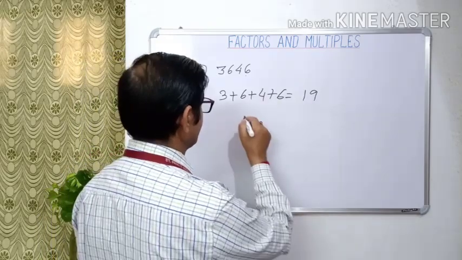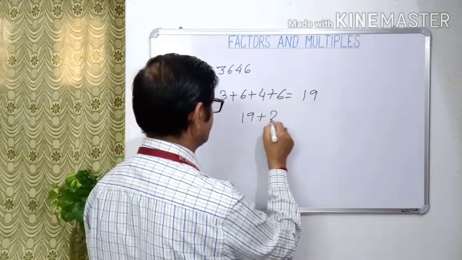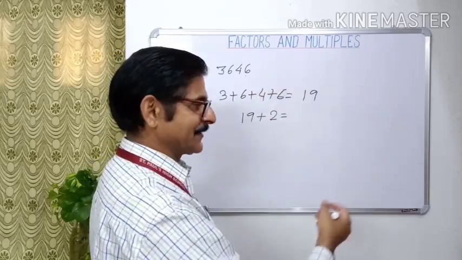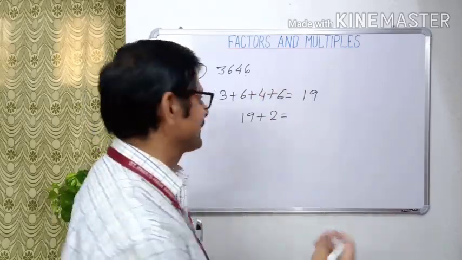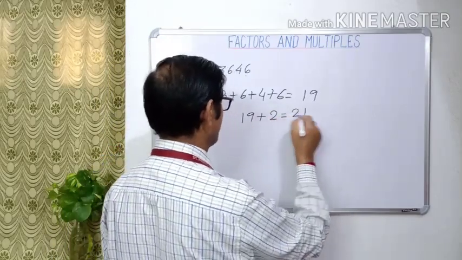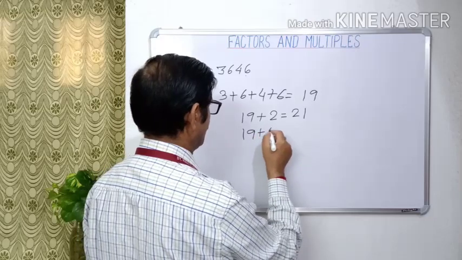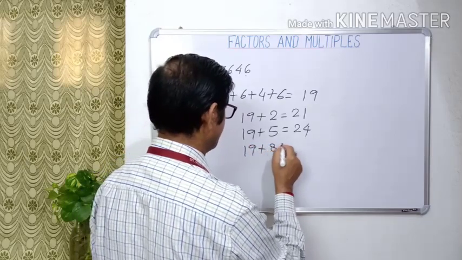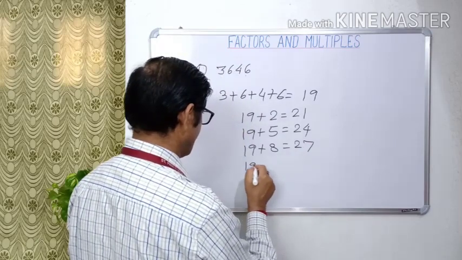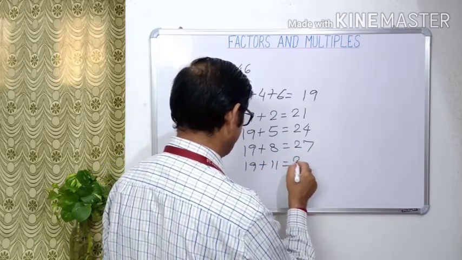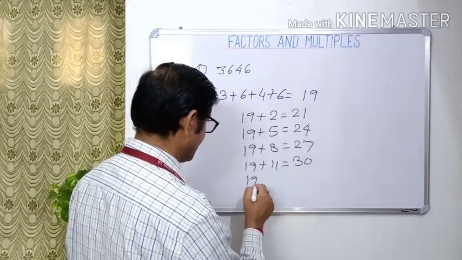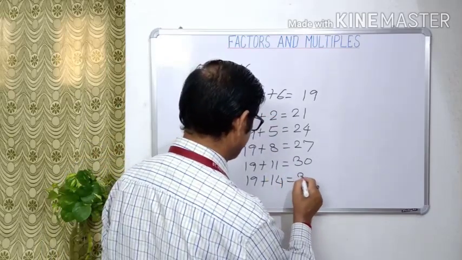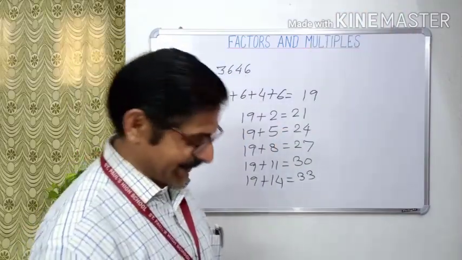Now what can be added to it? You can see 19 plus 2. In case of addition, you will have even more answers. In fact, you will have infinite answers. Let us enjoy it. 21 divisible by 3. 19 plus 5, 24 divisible by 3. 19 plus 8, 27 divisible by 3. 19 plus 11, 30, that is divisible by 3. 19 plus 14, what I am doing? I am adding 3 to this. 33 divisible by 3, and you can continue with it.